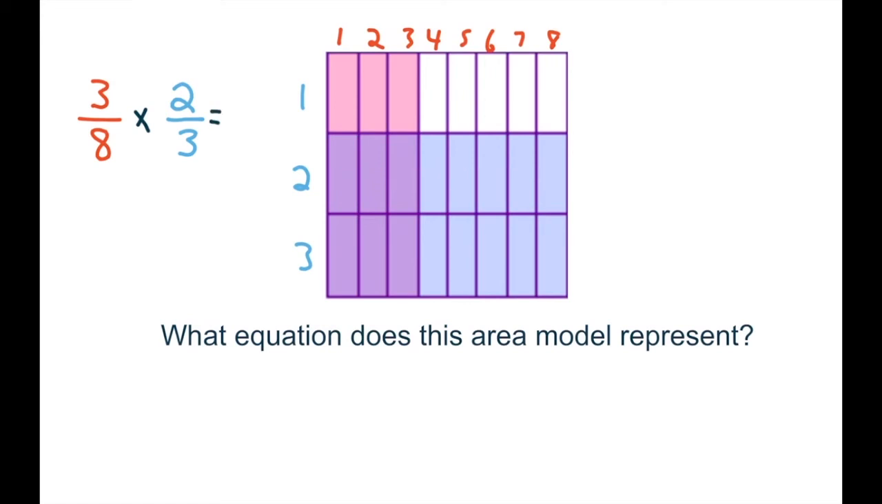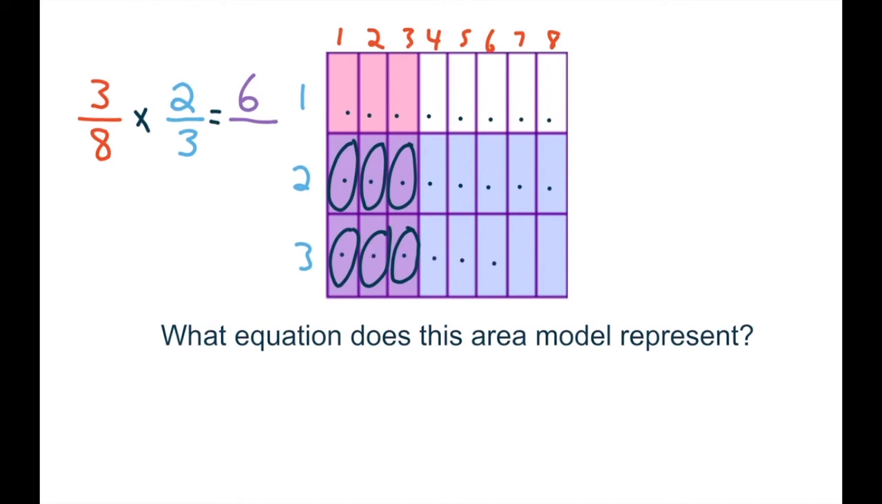I can get the answer for this area model without even doing the math by counting the number of boxes where the colors or the rows and the columns overlap. Here I see that I have 1, 2, 3, 4, 5, 6 total boxes that are overlapped. The number of overlapped boxes becomes my numerator. And the denominator for the answer or the product will be the total number of boxes that I have in this area model. I have 24 total boxes, which becomes my denominator.